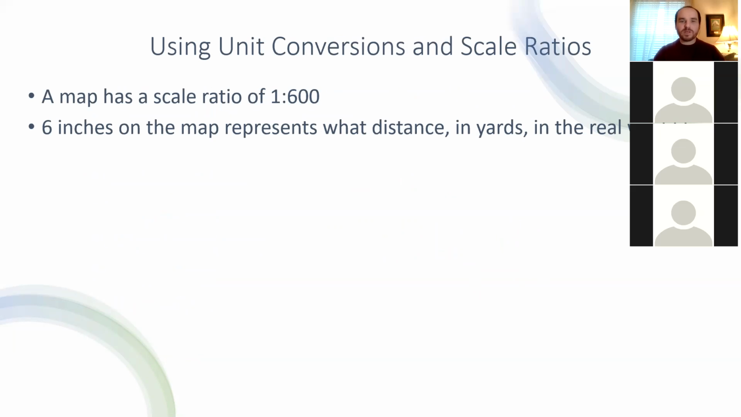All right. So the one question I'm going to make you guys do as a class before I let you take off and get started on some work is this one. It says a map has a scale ratio of 1 to 600. So this time we're already given the scale ratio. We have 6 inches on the map represents what distance in yards in the real world. So this problem is a little bit more difficult.